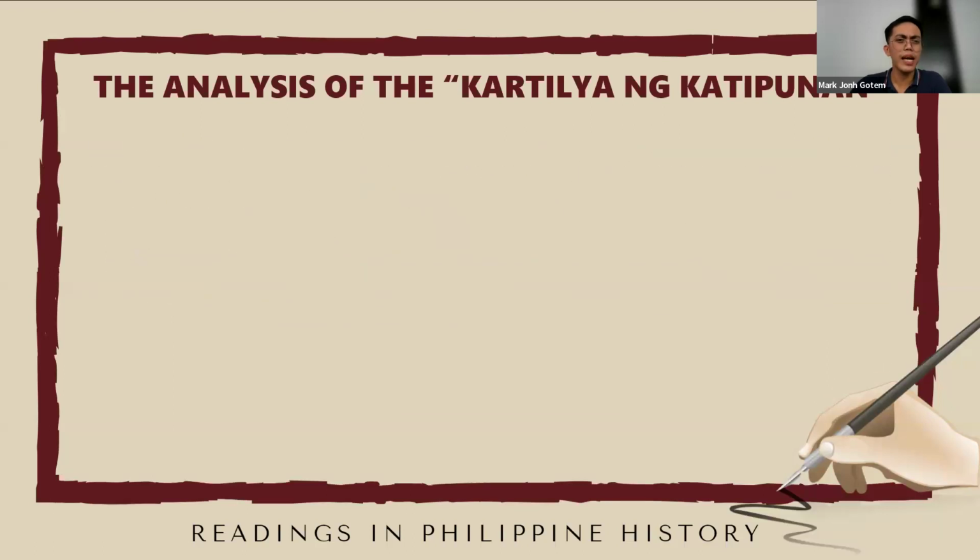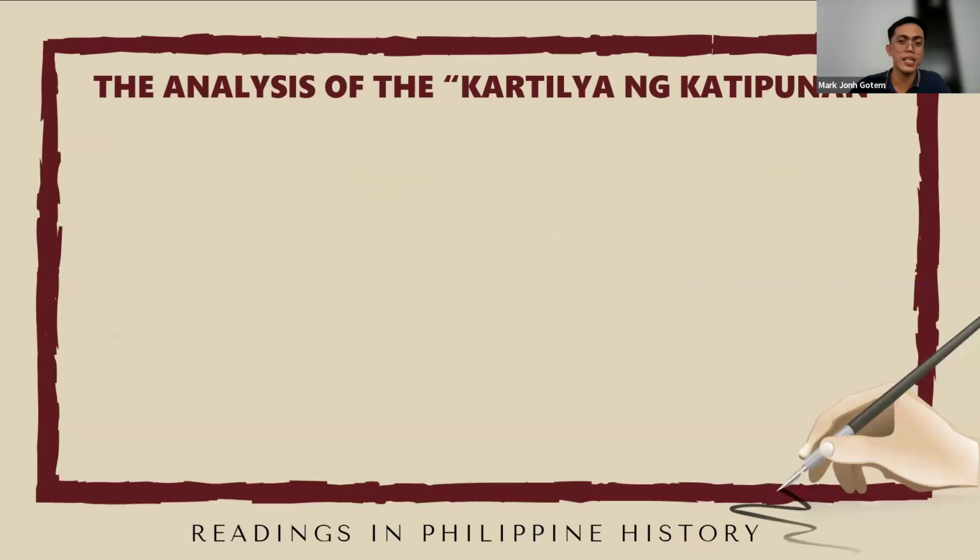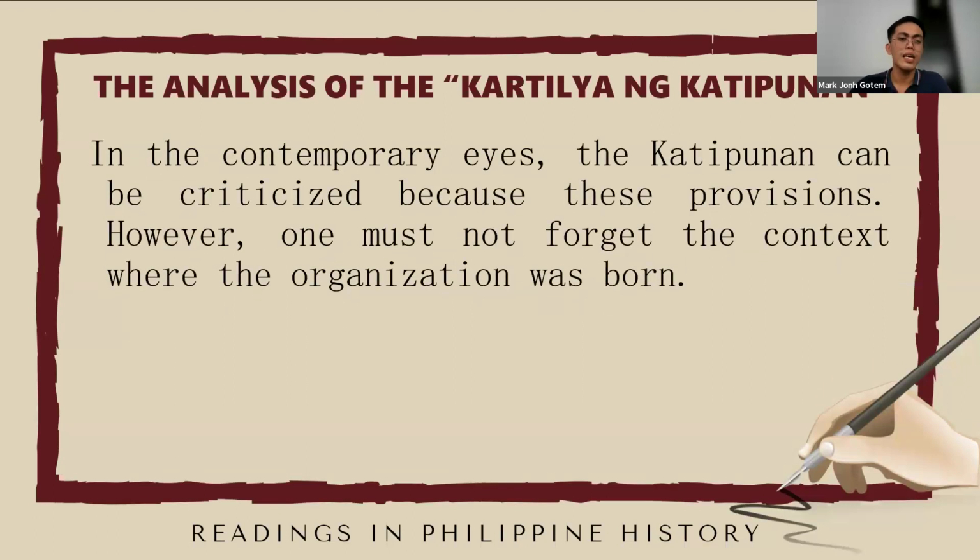In the contemporary eyes, the Katipunan can be criticized because of these provisions. However, one must not forget the context where the organization was born. Because in our contemporary eyes, some of the provisions of the Cartilia are in conflict with our value system today. And if we know the context of this, then we will understand the purpose of this Cartilia.